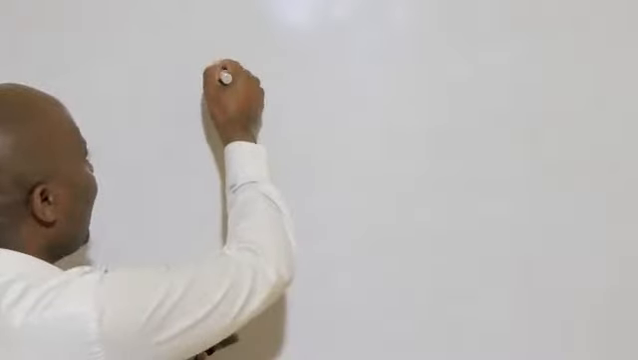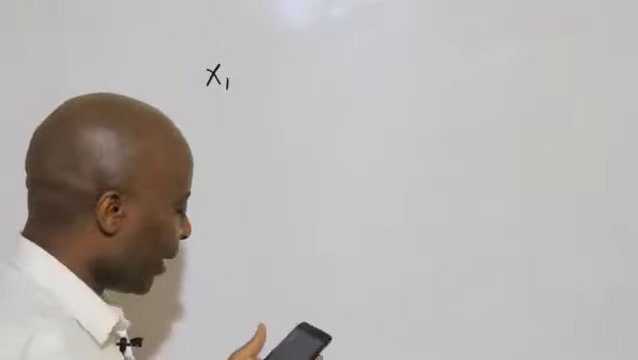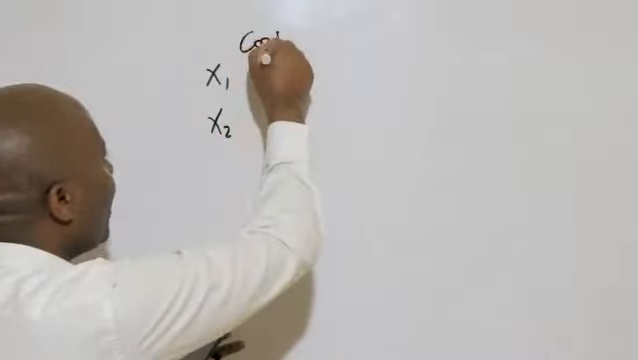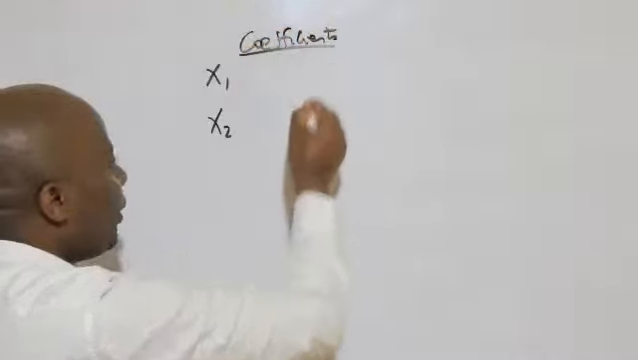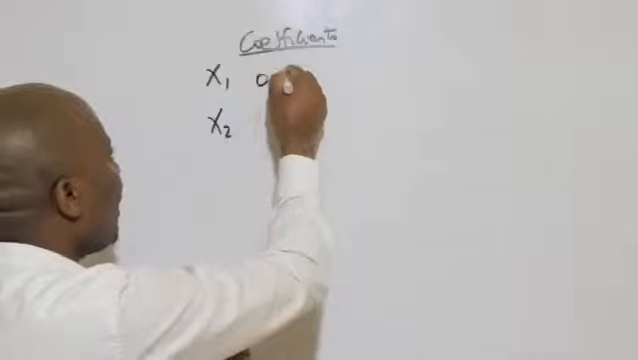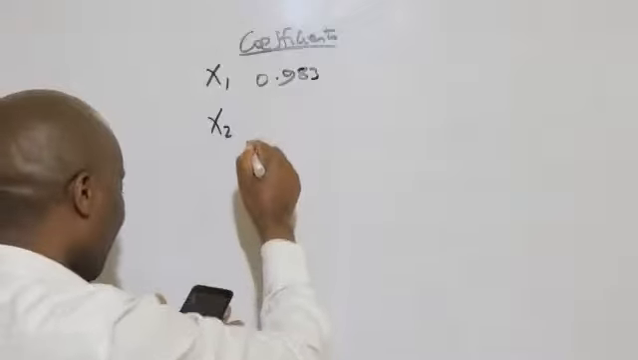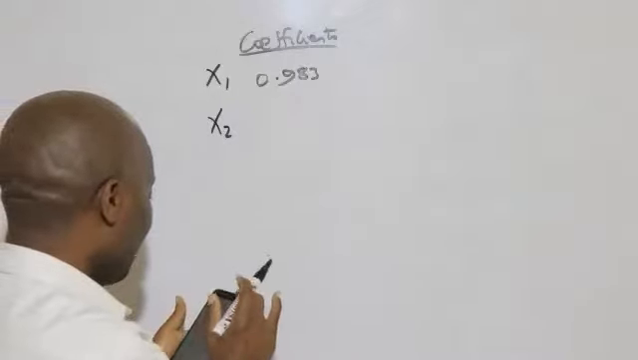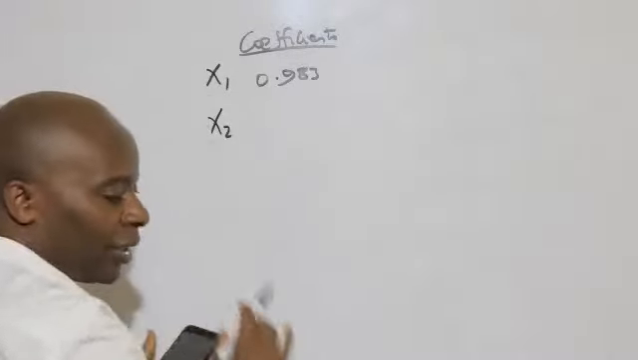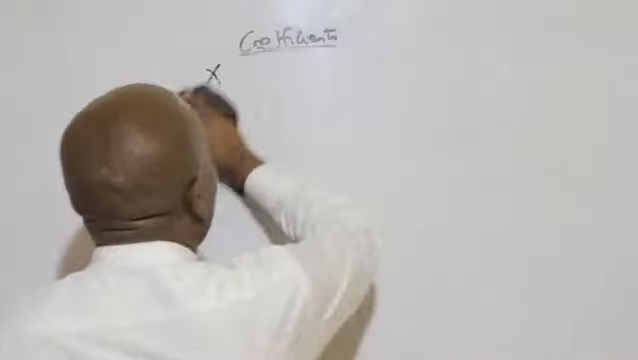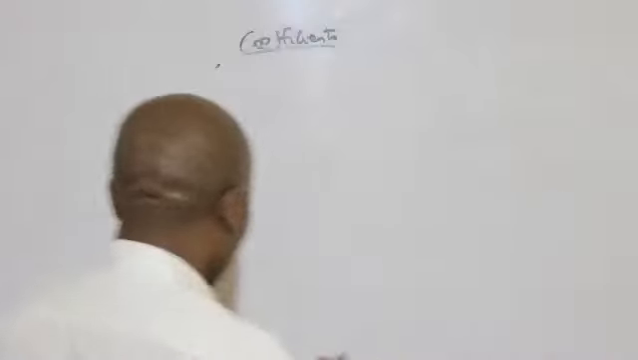Now, ladies and gentlemen, if you look at this very well, they have given us the parameter estimates. I can see X1 and X2. So we have the coefficients here. They have given us the coefficients, 0.983. No, there must be a slight problem there. We are supposed to start with the constant. There is a typo, a typing error there.